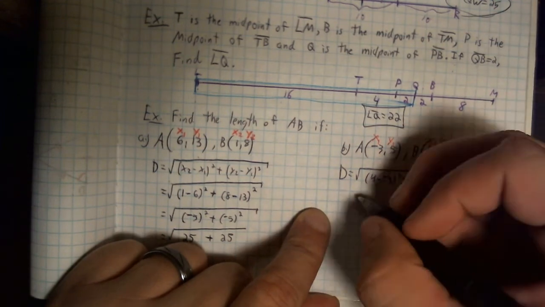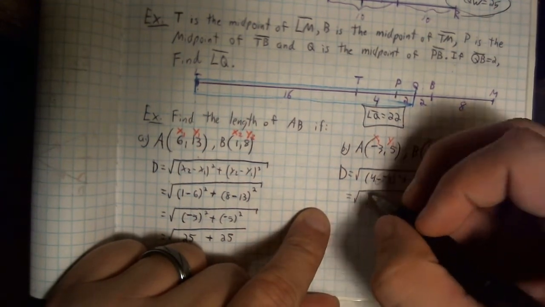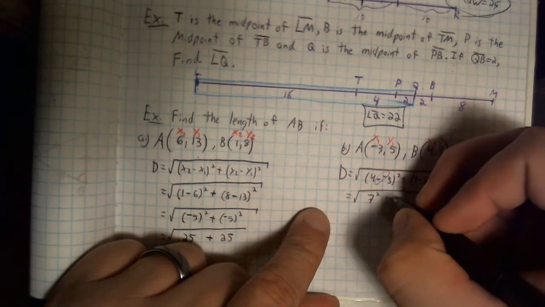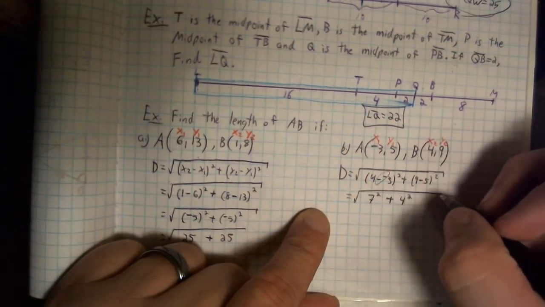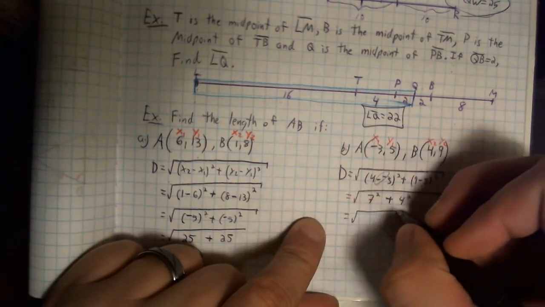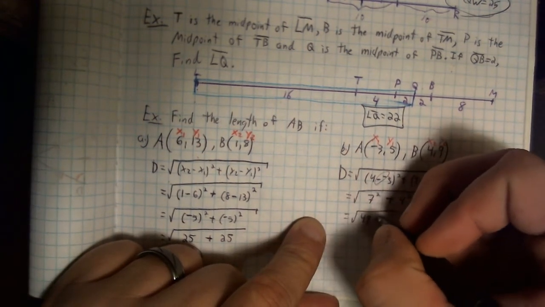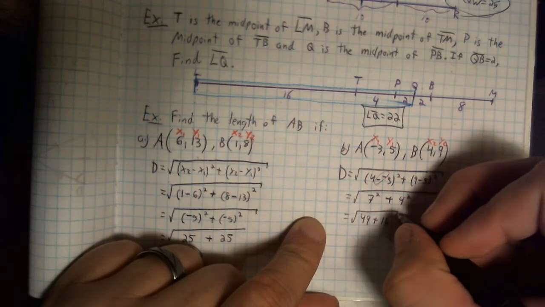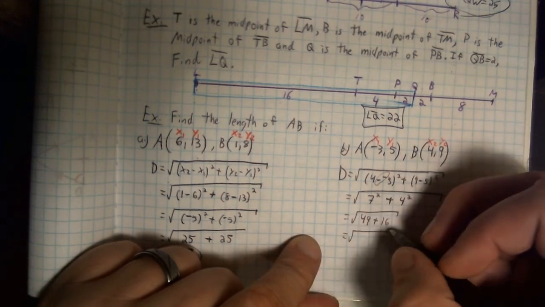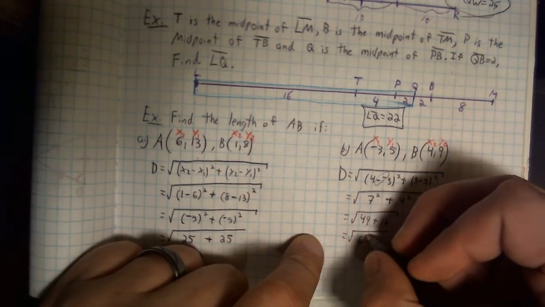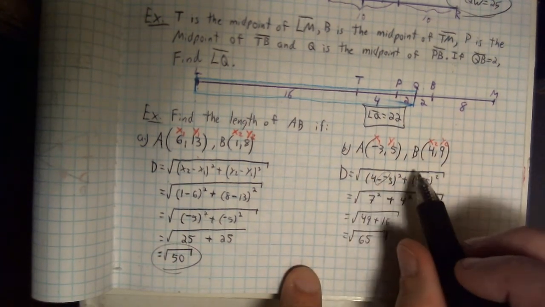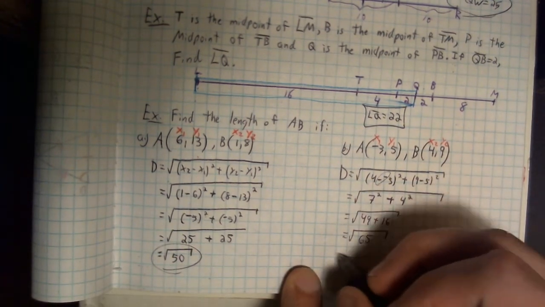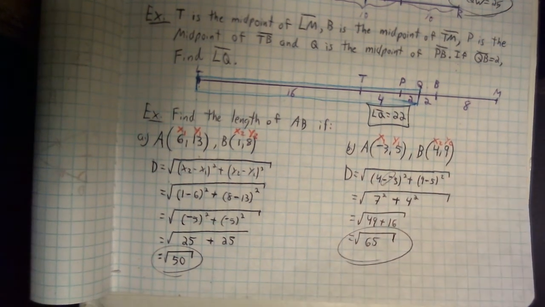Okay, I see a double negative. That's 7 squared. Plus 9 minus 5 gives me 4 squared. 7 squared is 49. 4 squared is 16. If I add those together, that's going to give me 65. So the distance of AB is going to be the square root of 65.